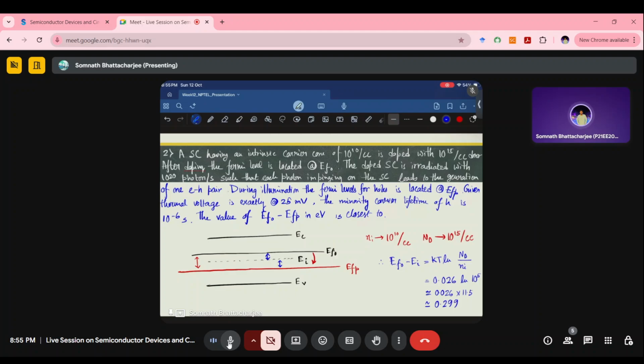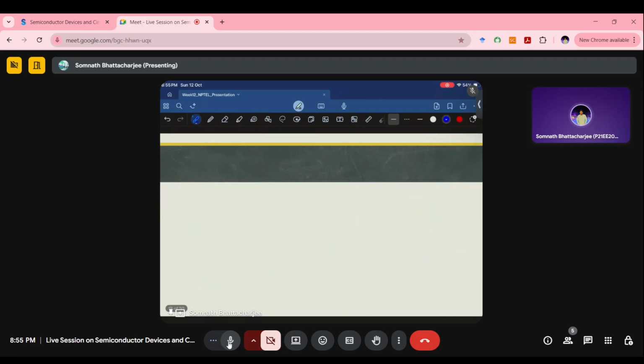Now we have the first value, so this is already done. This is the second one. For that, we need to find out the value of G. So let's move on to the next page. For that, we know that p is Ni square by Nd, that is 10 to the power 5 per cc. Now we need to find out generation, that is del P by tau P.